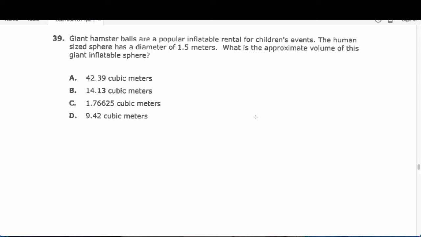Question 39. Giant hamster balls are a popular inflatable rental for children's events. The human-sized sphere has a diameter of 1.5 meters. What is the approximate volume of this giant inflatable sphere? A. 42.39 cubic meters. B. 14.13 cubic meters. C. 1.76625 cubic meters. D. 9.42 cubic meters.